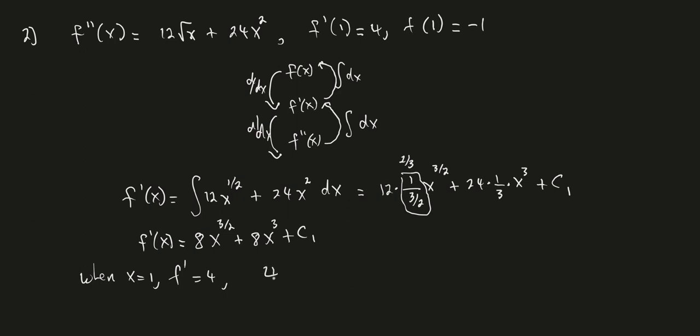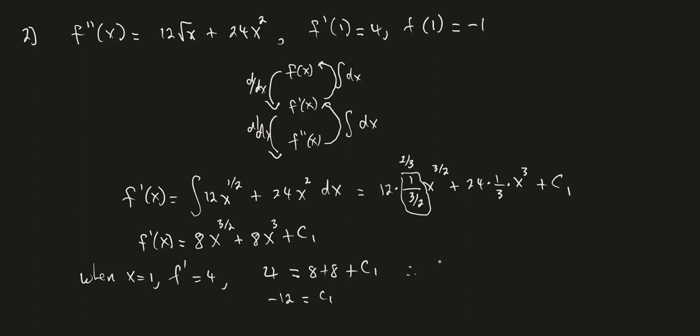So 4 is equal to, now the nice thing of having an x value of 1 is that all of these evaluate, so 1 to the 3 halves will be 1, and then 1 to the 3rd power is 1, so I'll have 8 plus c1. So subtract 16 from both sides, and I will get negative 12. So c1 has to be equal to negative 12.